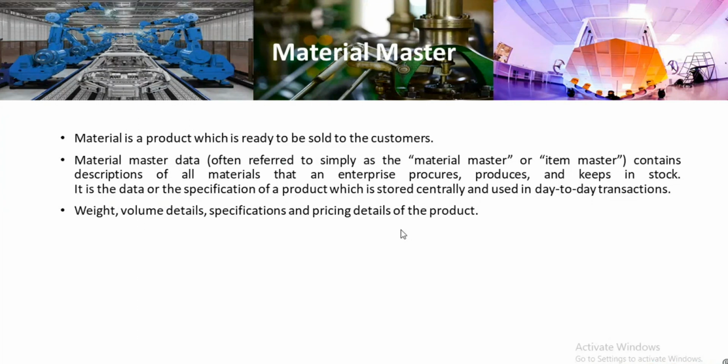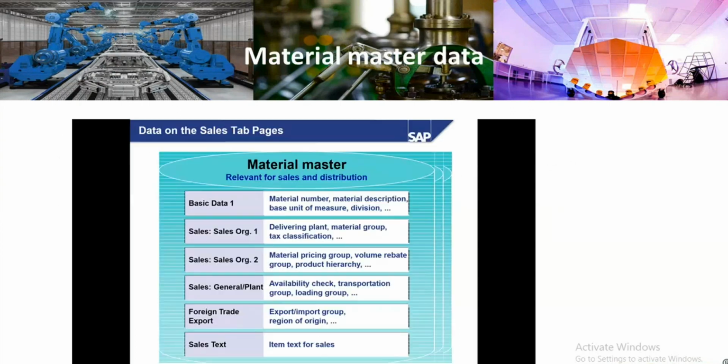These are all the selection tab pages when we enter into the material creation, that is basic data 1, sales organization 1, sales organization 2, general plant, foreign trade export and sales text. From there they will select the views which they want while creating this material, and they will do it as per their requirement. From the SD side we will maintain sales organization 1 and 2, the sales general plant data and the accounting view from the SD perspective.